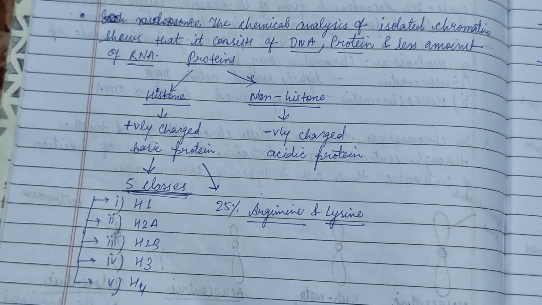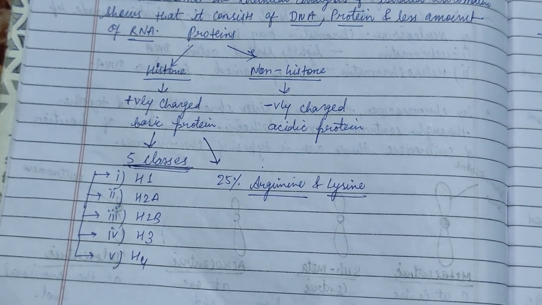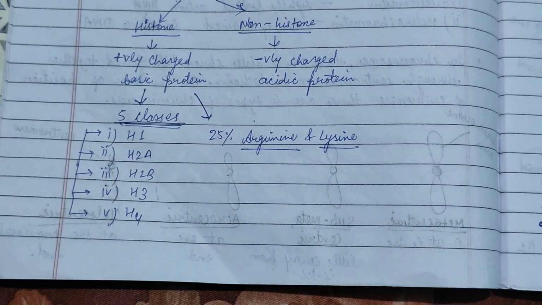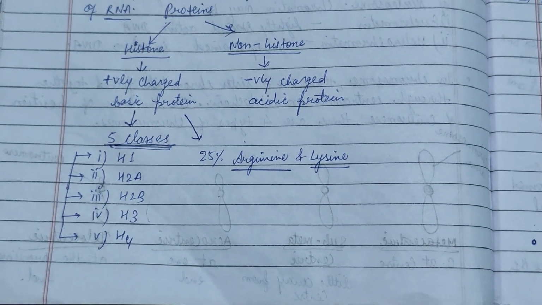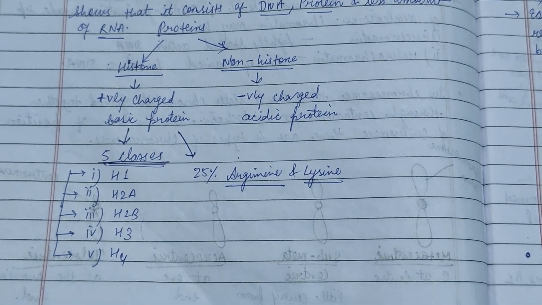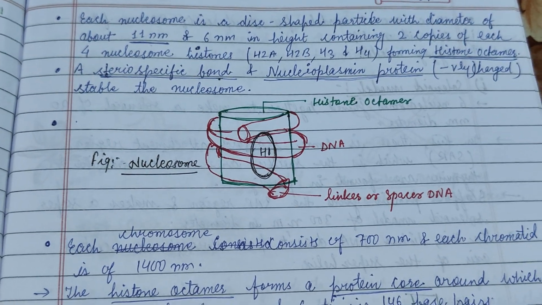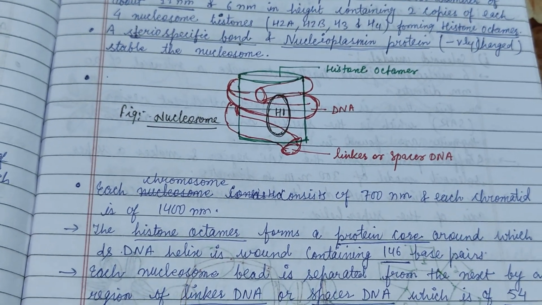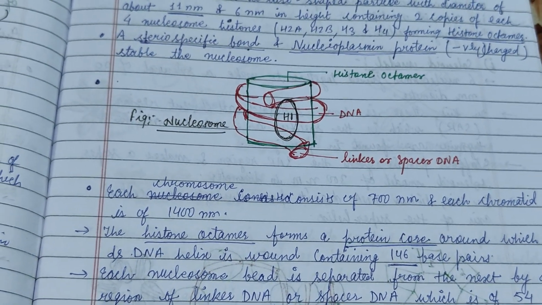Proteins contain the histone and the non-histone proteins. Histone is a positively charged basic protein and contains 5 classes, that is H1, H2A, H2B, H3 and H4. And the non-histone proteins are negatively charged acidic proteins. The nucleosome contains two copies of the four histones, forming the histone octamer.